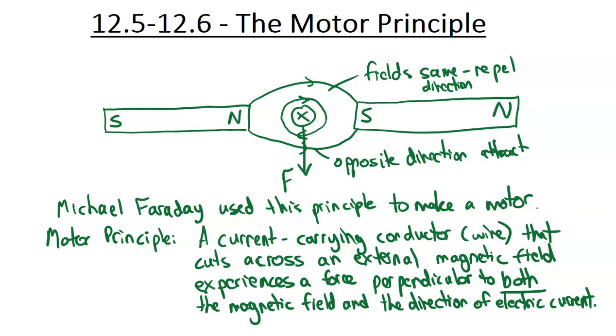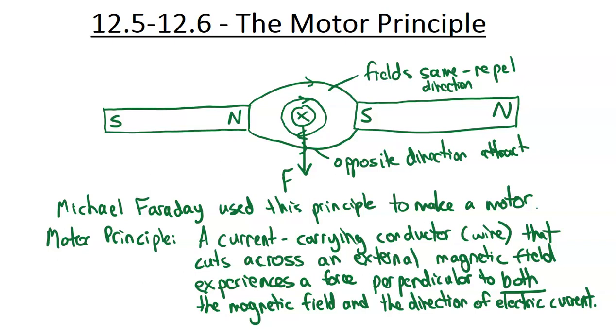So you can see here that the force is downwards. That's at a 90-degree angle to the external magnetic field. The external magnetic field is going from the left to the right here, and the direction of the electric current is going into the page. So there are two ways we could be perpendicular. We could be going up or we could be going down. And in this case, it's going down.